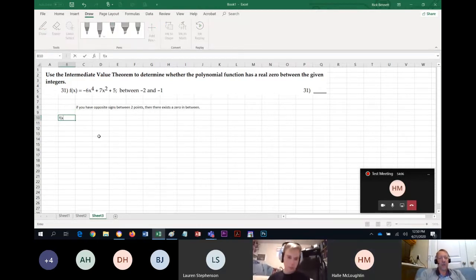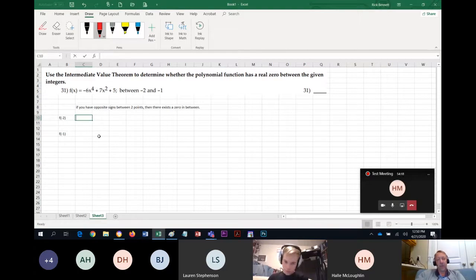Essentially what I want to do is find f of -2, and find f of -1. And I want to see if this one's positive and this one's negative, then I have a 0. But if they're both negative or they're both positive, then I don't know. I don't know if there's a 0 in between them. Okay.